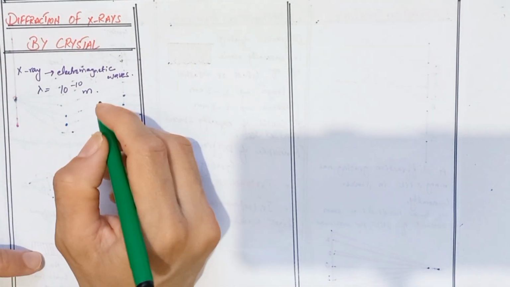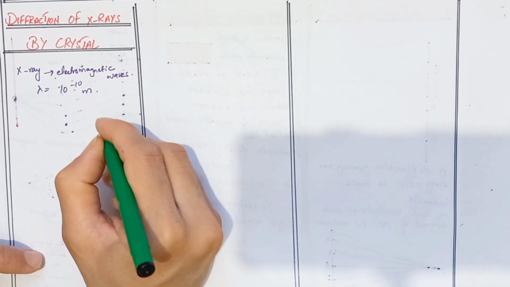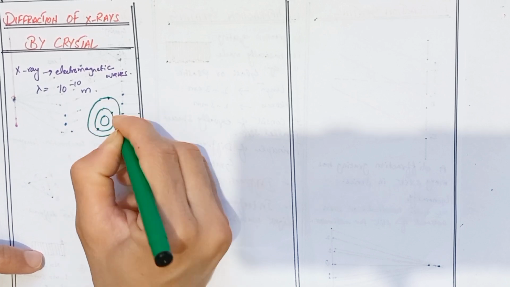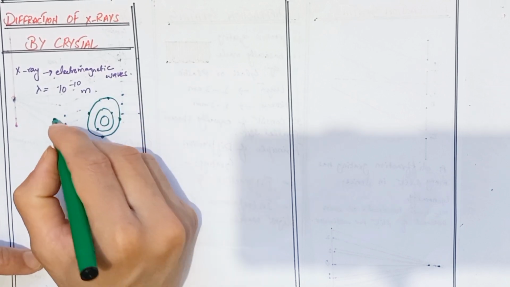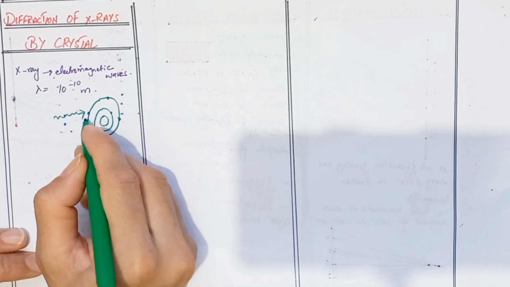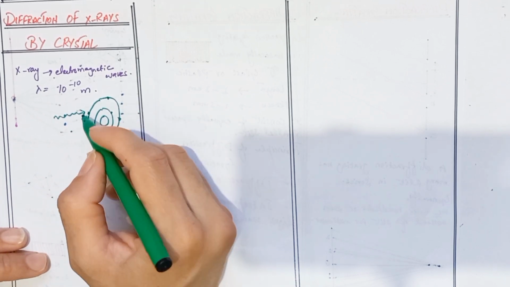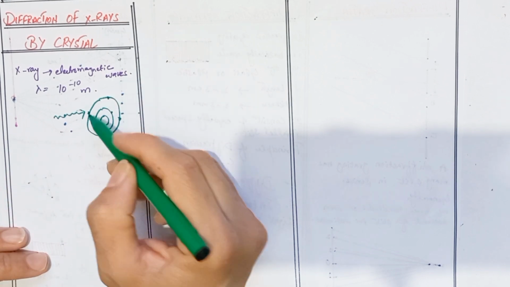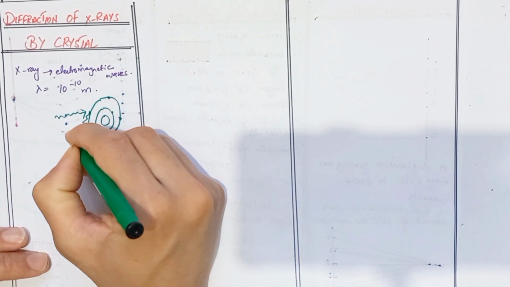When this X-ray wave is incident on an atomic electron, here we take the atomic structure, it is absorbed by this electron and vibrates the electron. We know that the electron is a charged particle. When a charged particle vibrates, it emits electromagnetic wave.